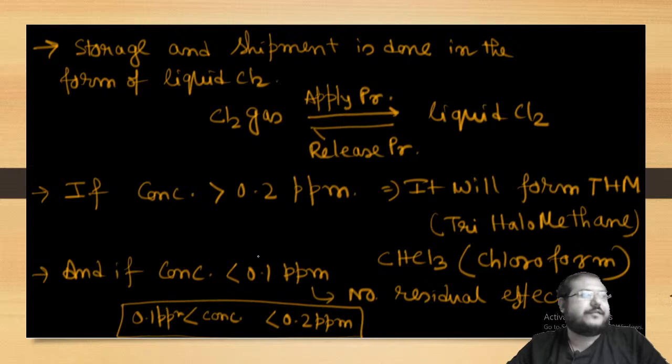From methane, there are four hydrogens. Among those four hydrogens, three will be replaced by chlorine. It will be CHCl3, chloroform. If the concentration is more than 0.2 ppm, it will form trihalomethane or chloroform. And if the concentration is less than 0.1 ppm, no residual effect will be there, as we have already discussed. So you have to always maintain the concentration between 0.1 and 0.2 ppm.